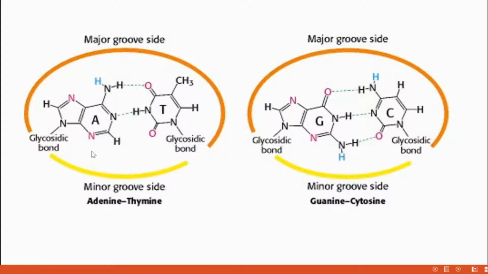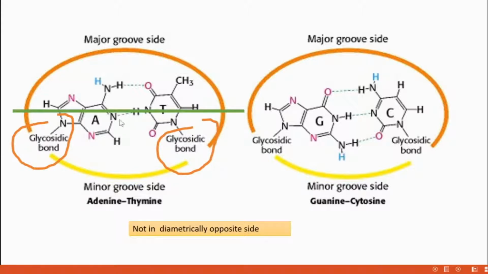So coming to here, look at these two bonds. One glycosidic bond is here and another glycosidic bond is here. And we know the significance of this bond: with this bond, the bases are connected to the sugar. Then you need to listen about its position. As we consider it as a circle, this is the diameter. And look, the position of this glycosidic bond is not perfectly opposite with regard to the diameter. Its position is somewhat below the plane of the diameter, not diametrically opposite. That's the reason for the existence of a major groove and a minor groove.